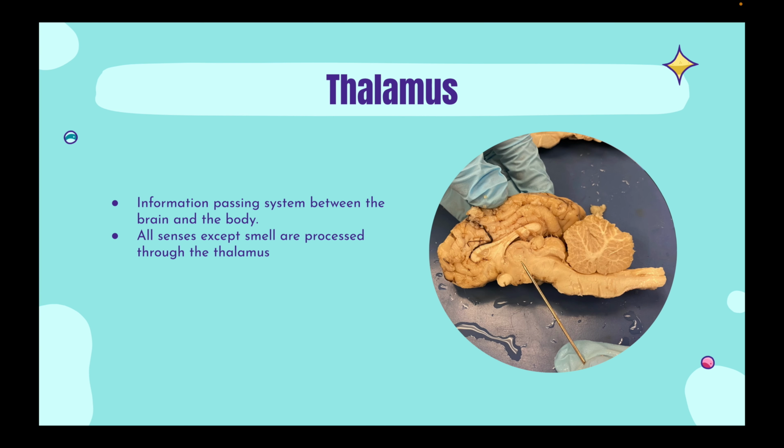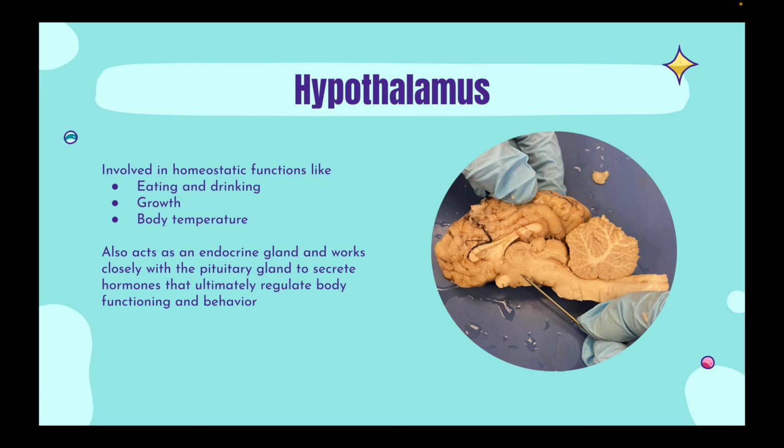Here we have the thalamus. The thalamus is the information passing system between the brain and the body. All senses except for smell are processed through the thalamus. Just below the thalamus, we have the hypothalamus, which is involved in homeostatic functions like eating and drinking, growth, and body temperature.